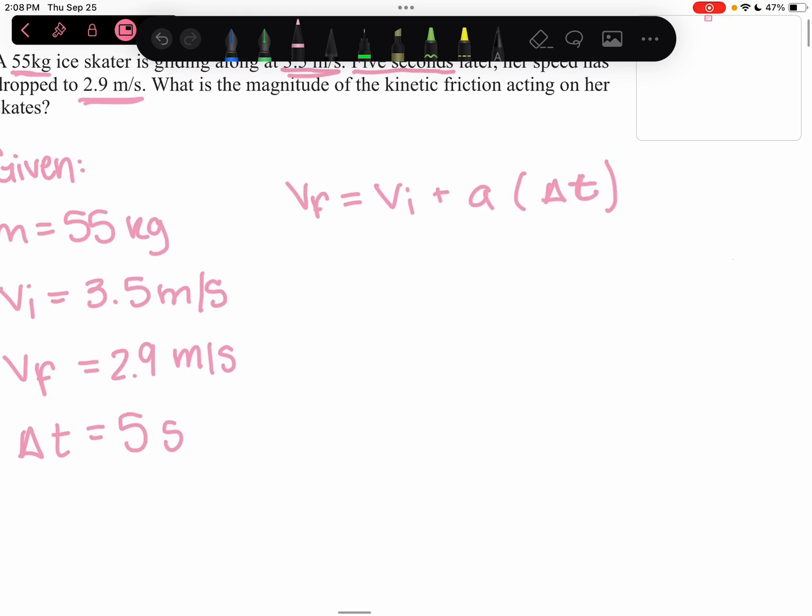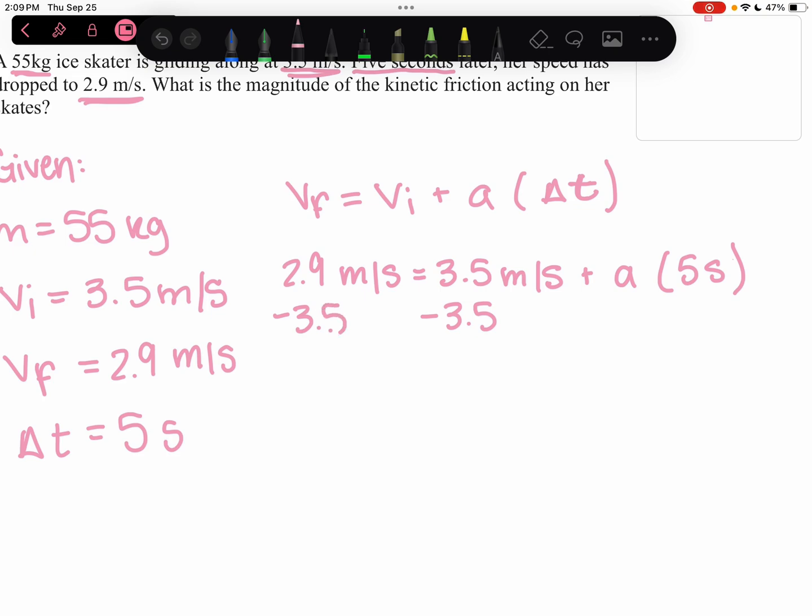So we're going to plug in our values. It's going to be the final velocity of 2.9 meters per second equals the initial velocity of 3.5 meters per second plus acceleration times 5 seconds. Since we're solving for the acceleration, we obviously want to get it by itself. So we're going to subtract 3.5 meters per second on both sides. And that'll get us negative 0.6 meters per second equals acceleration times 5 seconds.